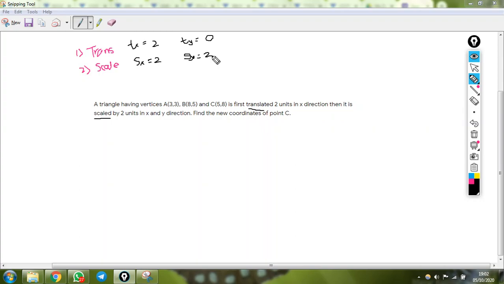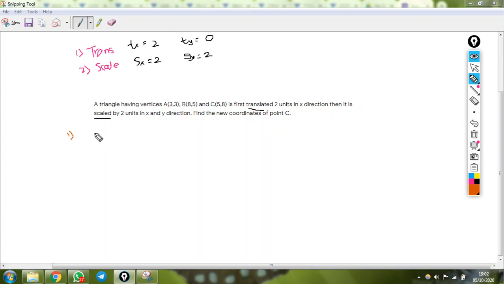If they give that only scale in the x direction, what will be the value of sy? The default value of sy should be 1. It is not equal to 0. Find the new coordinate of point C, or any other point, we can calculate easily with the help of this. So simply we require certain values. First operation is translation.